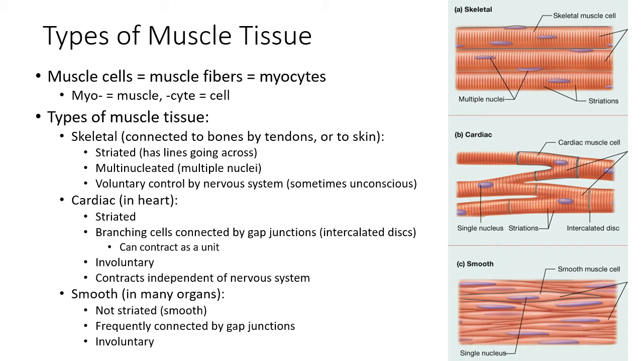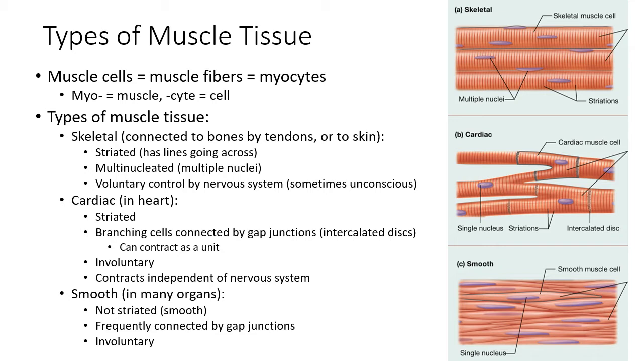Cardiac muscle is involuntary, so you cannot consciously control it. Also, it's the only type of muscle that is able to contract without stimulation from the nervous system. So it's kind of self-stimulating, and even if you were brain dead, your heart would continue to beat. The nervous system is just able to speed the heart rate up or down as necessary.